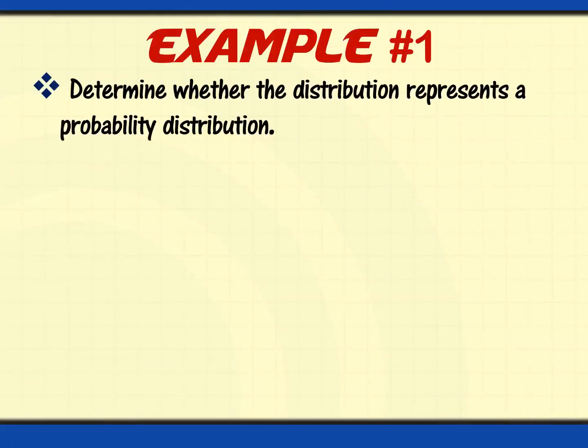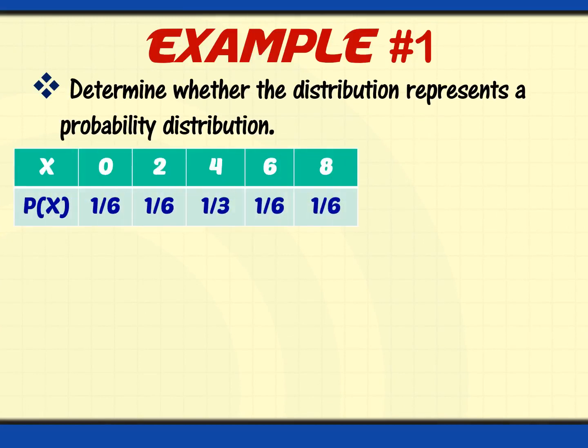Okay, let's have an example. Determine whether the distribution represents a discrete probability distribution. For number 1, this is the table. For property number 1, just look at the probabilities. It should be greater than 0 but less than 1. So 1/6, 1/6, 1/3, 1/6, and 1/6. This is in fraction. If it is a proper fraction, meaning the numerator is smaller than the denominator, that means it is less than 1.